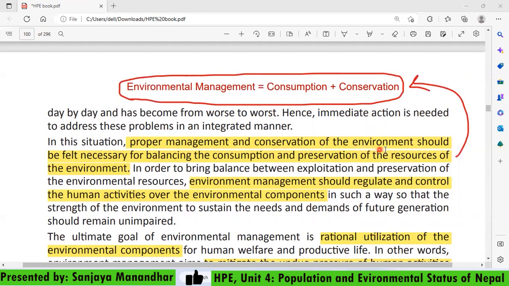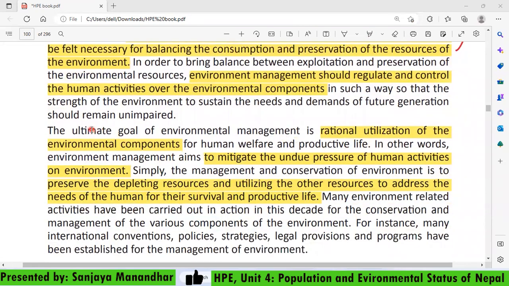Okay, proper management and conservation of the environment should be felt necessary for balancing the consumption and preservation of the resources of environment. And environment management should regulate and control the human activities over the environmental components. Okay, next here, the ultimate goal of environment management. What is the main ultimate goal of environment management? That is rational utilization of the environmental components. Rational utilization means wise utilization of environmental resources. And next aim is to mitigate the undue pressure of human activities. So we learned about the pressure of human activities on different ecological regions. So to mitigate that, to control that is the main aim of environmental management.